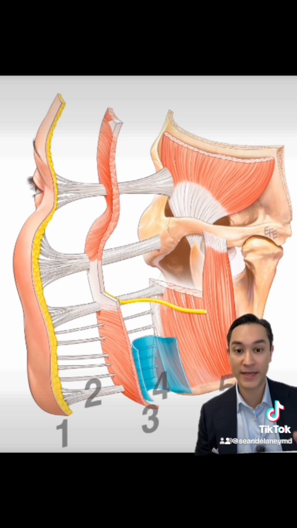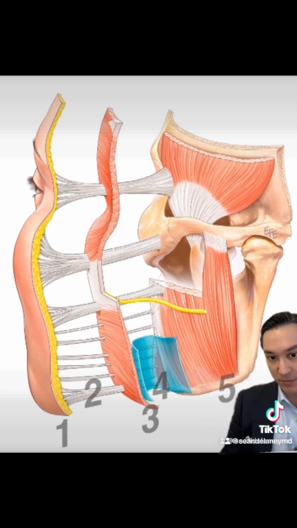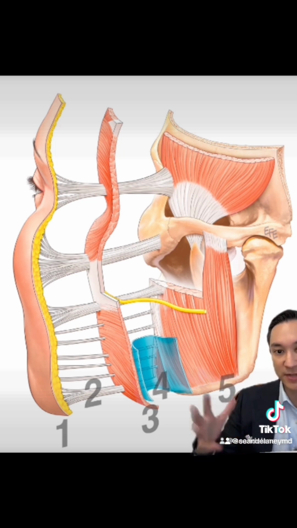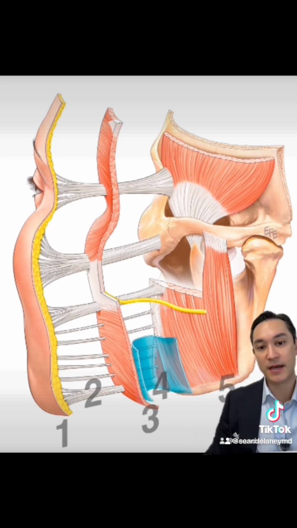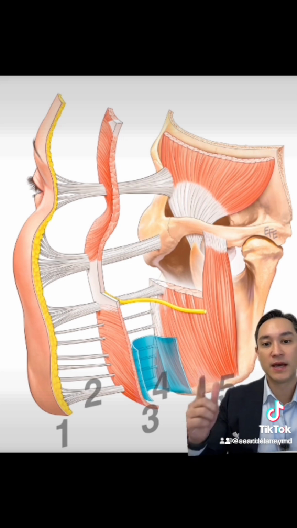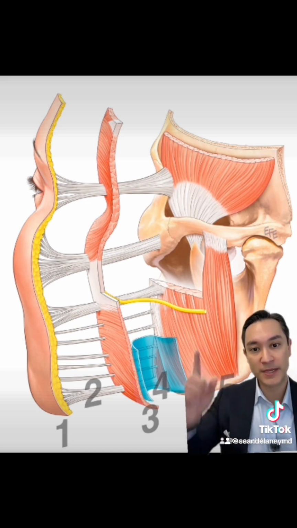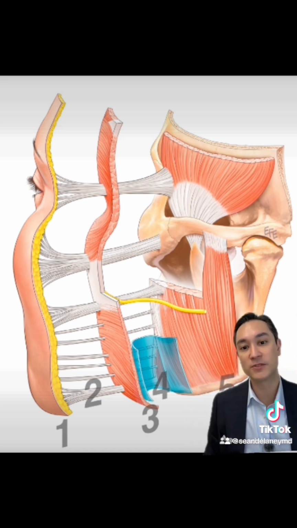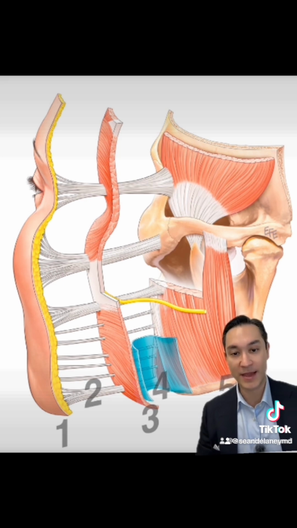Number 4, that's the deep plane. This is the area where there is potential space. And number 5, that's the deepest layer, the deepest structures down onto the face. Over here would be the masseter muscle. Up top would be your temporalis muscle, so we don't go any deeper than that.